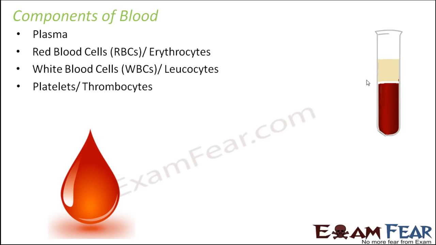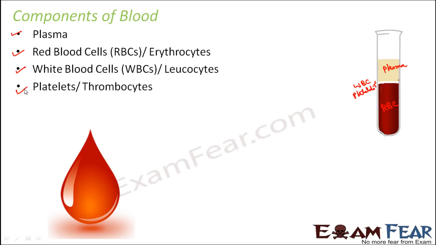So plasma was this one. So this is plasma, that is the watery fluid. This is RBC, the most dense and the dark red in color, and this layer contained WBCs as well as the platelets. So now we will talk about the structure and function of each of these components of blood to get a better understanding about blood.